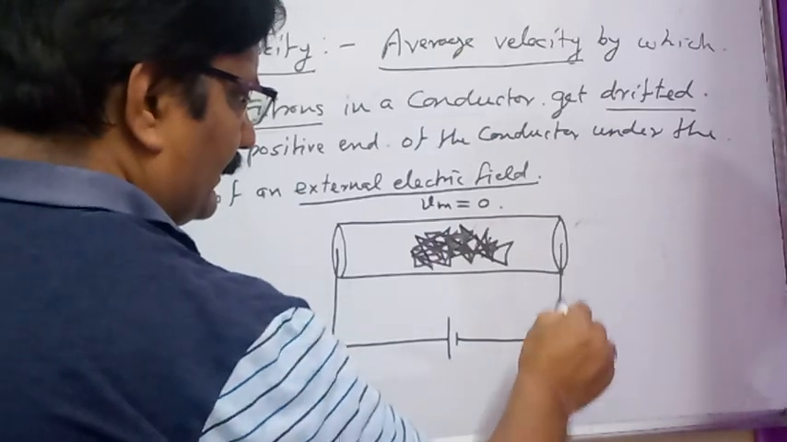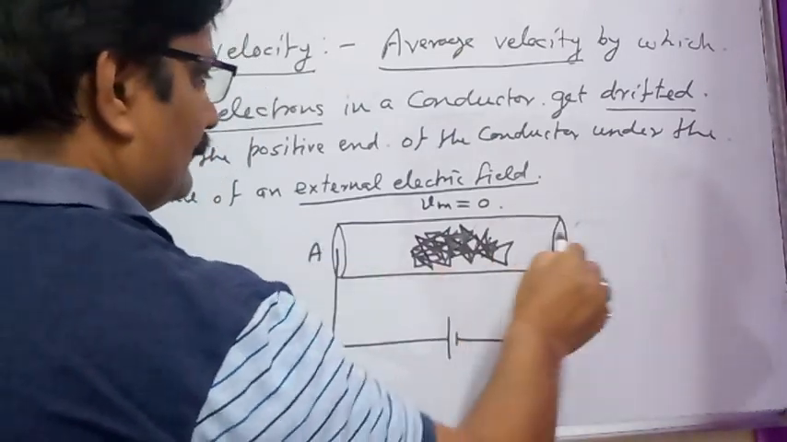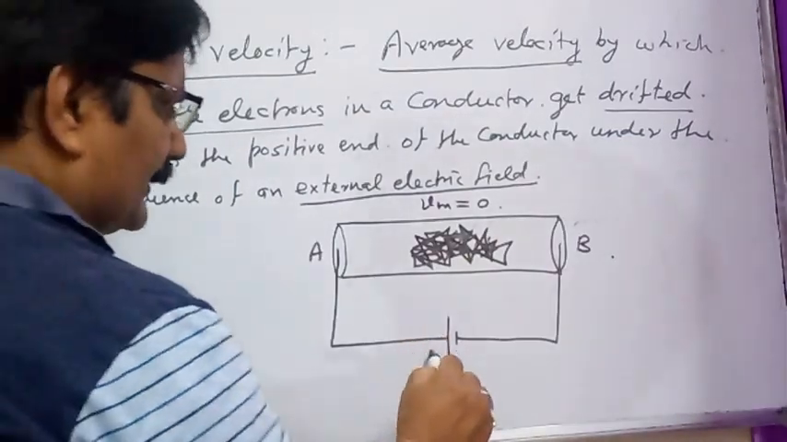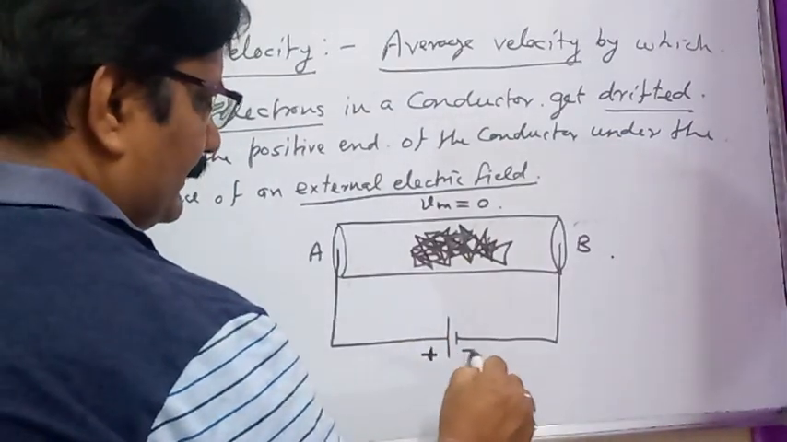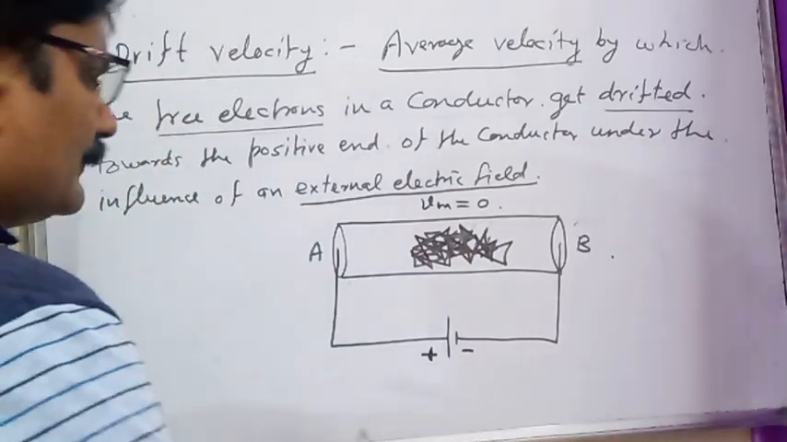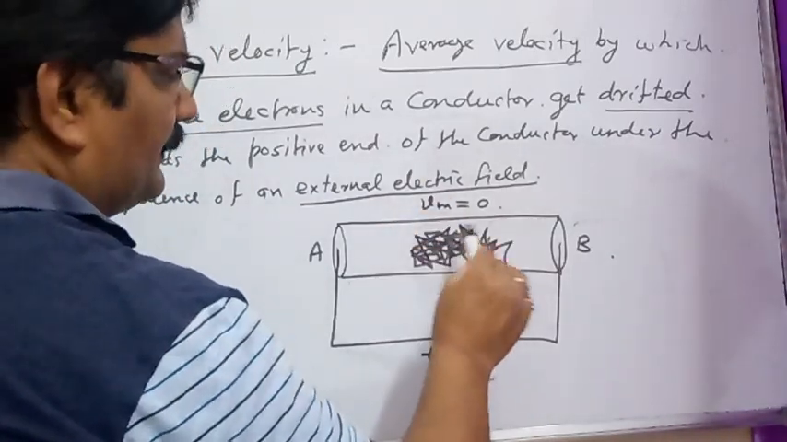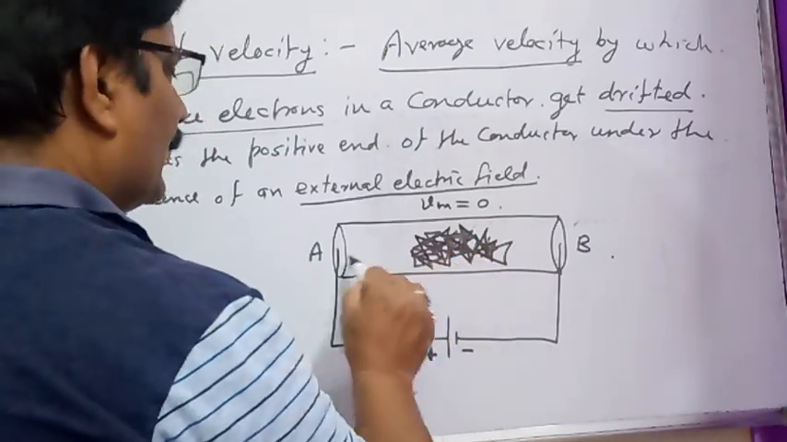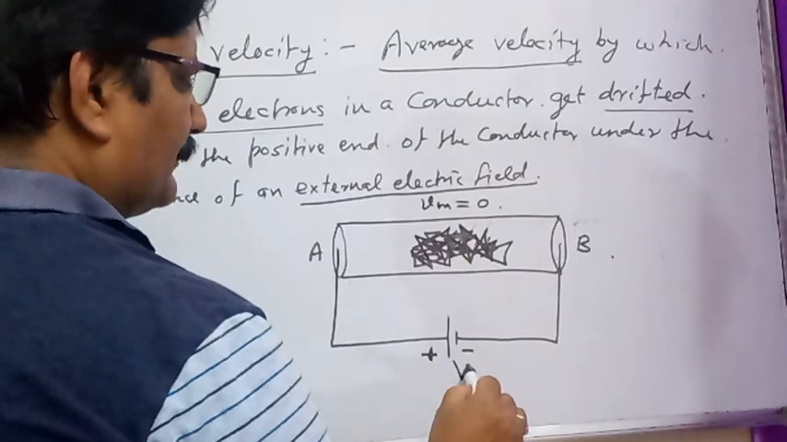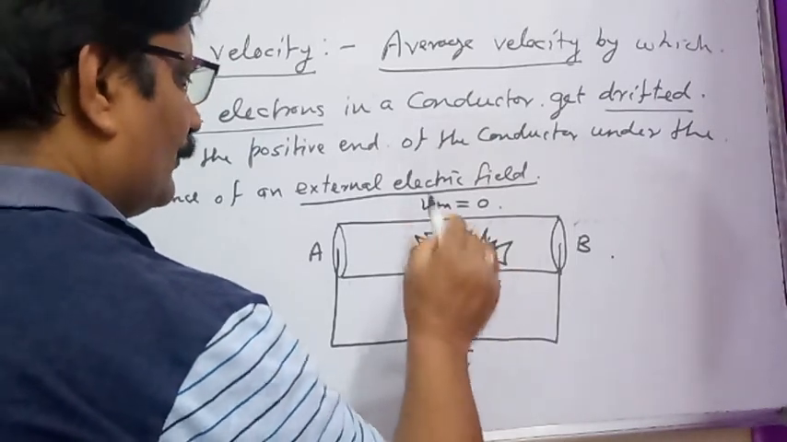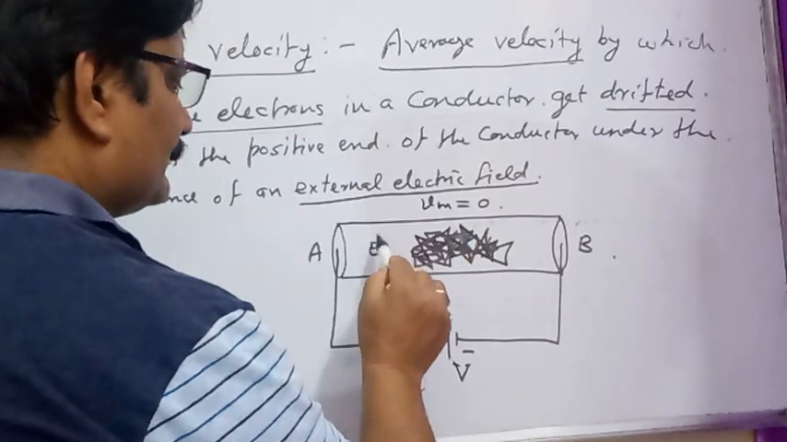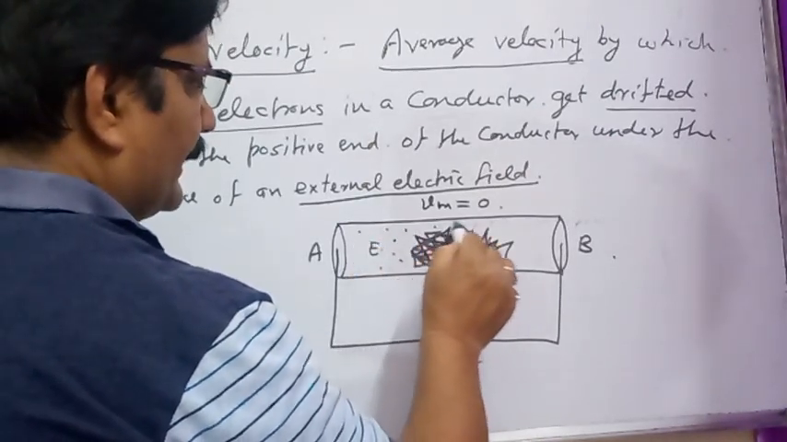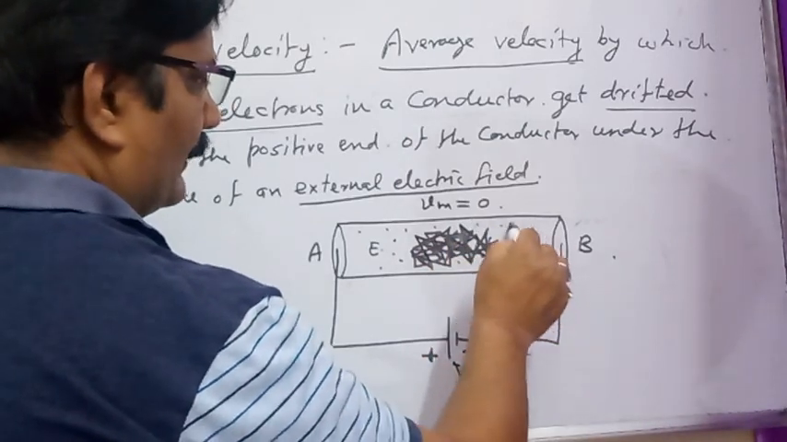Suppose a potential difference is applied across the ends of the conductor AB. Now this is the positive terminal of the cell or battery, this is the negative terminal. Now again these free electrons are remaining in the state of random motion, but as soon as this potential difference V is applied across the ends of the conductor, there is going to be an electric field E acting on each free electron inside the conductor.